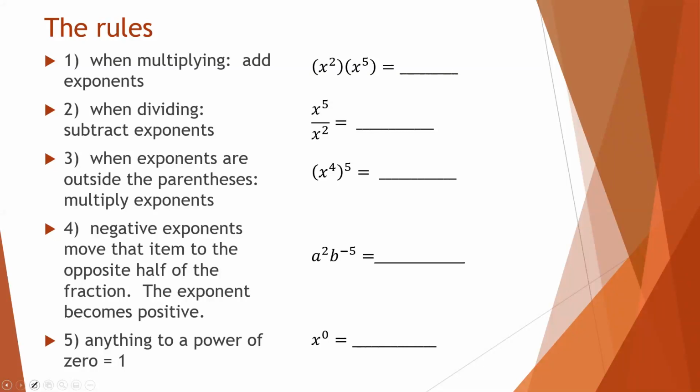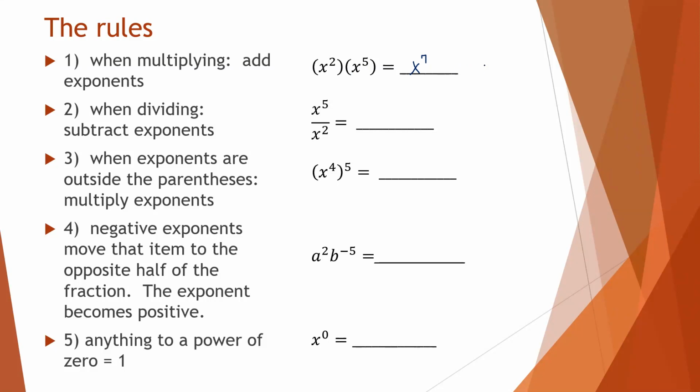In this video, we are going to look at the rules for exponents and then some examples of those rules. So when we have a multiplication problem, our rule is that we add the exponents. So in this example, x squared times x to the fifth would give me x to the seventh power by just adding the 2 and the 5.